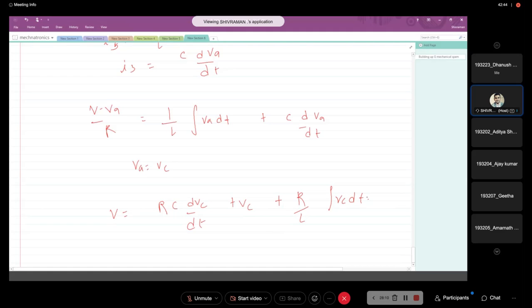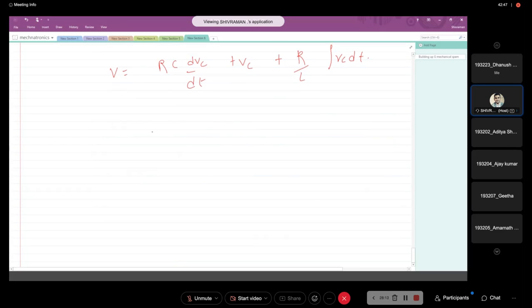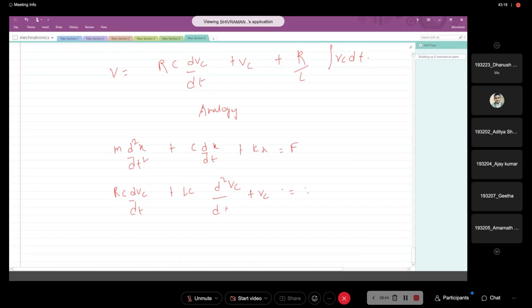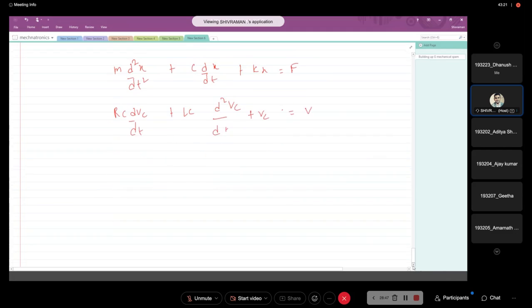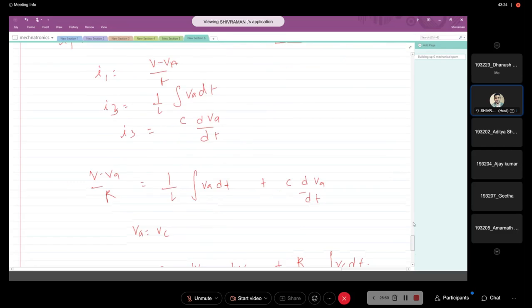Okay. So this is how your electrical system model can be developed for parallel and series, and your electrical and mechanical systems are analogous to each other. Okay, so for a mechanical system, you have a second order differential equation, that is M d²x by dt² plus C dx by dt plus kx is equal to F, and here you have the electrical equation equal to V.